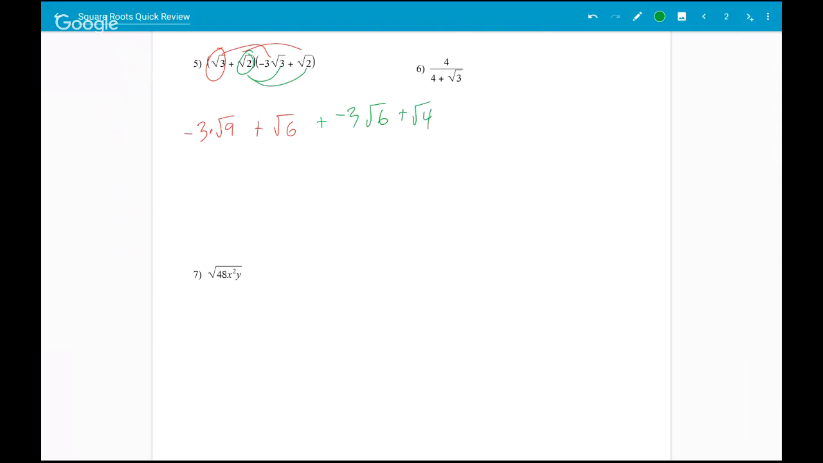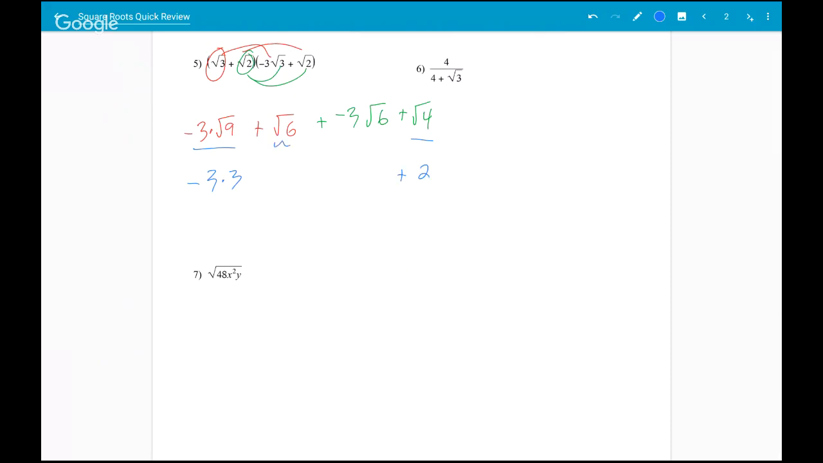And I get -3 root 6 plus root 4. Now I've just got to do any simplifying and combining of like terms where I can. So at the very beginning and end of my problem, so right here and right here, I've got some perfect squares. I'm going to turn the square root of 9 into a 3, and I'm going to turn the square root of 4 into a 2.